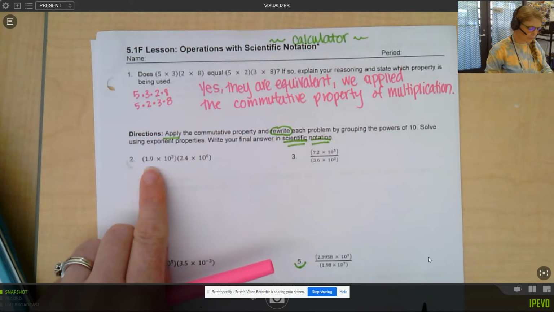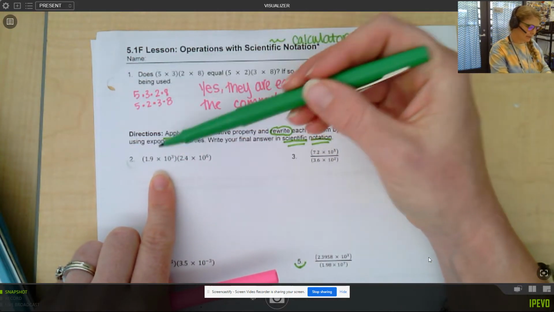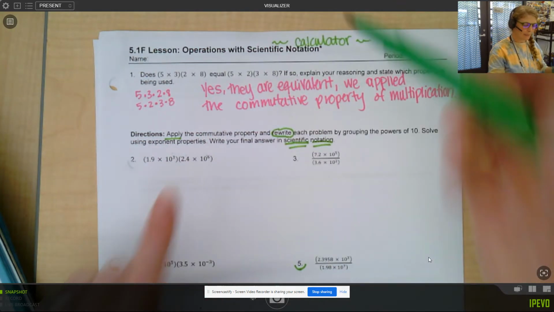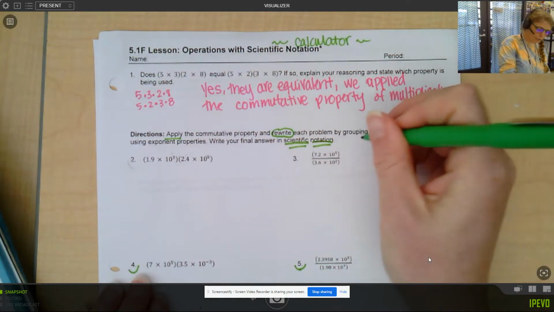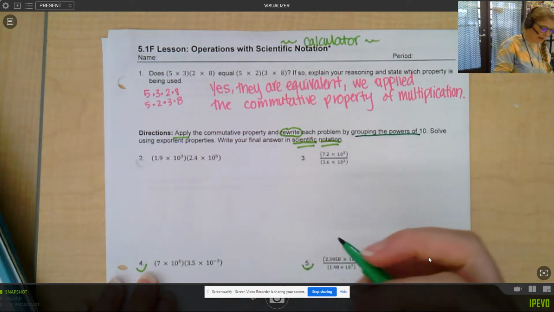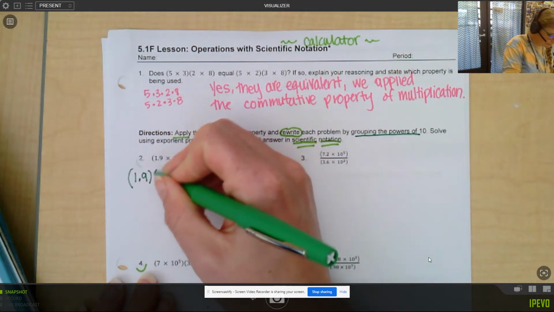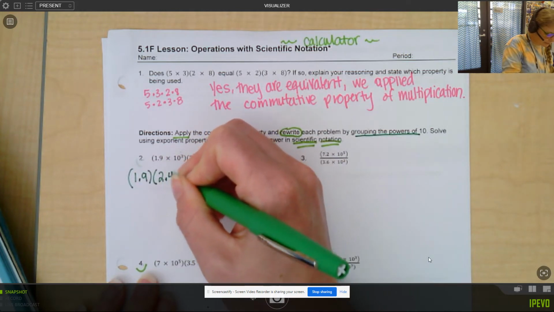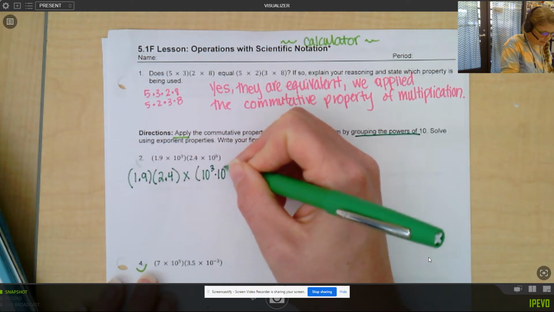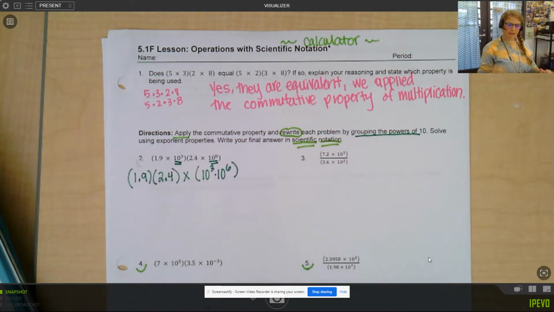Okay, so let's take a look at number 2. Notice this is set up the same way as above. 5 times 3 is like 1.9 times 10 to the third, and 2 times 8 is like 2.4 times 10 to the sixth. So what did they ask us to do? They asked us to group the powers of 10. So since all these terms are being multiplied, I can rewrite this as 1.9 times 2.4 times 10 to the third times 10 to the sixth. So again, what we're doing is grouping our powers of 10.